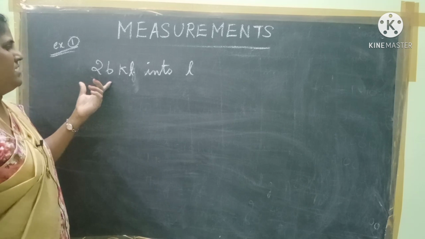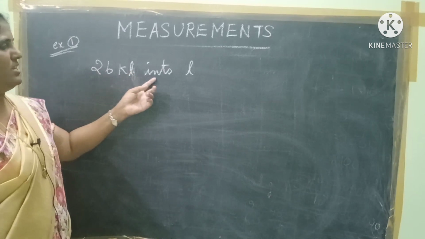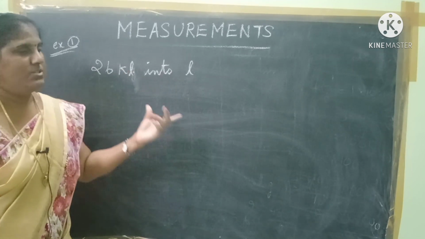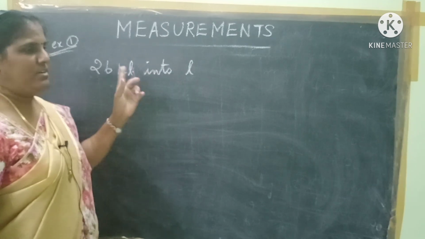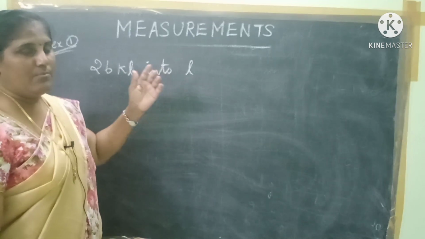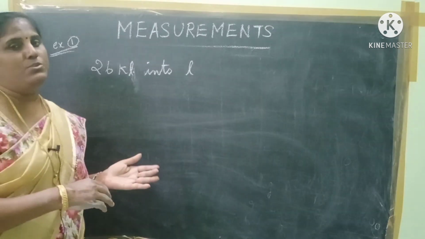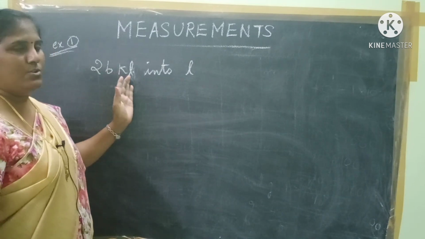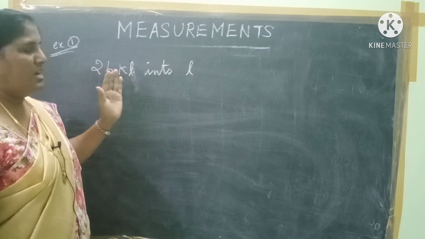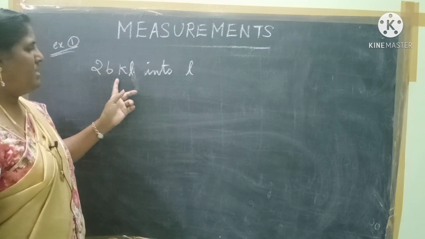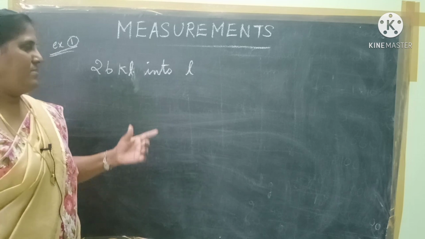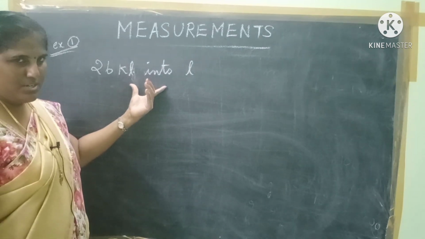Okay children, let us see this example sum. 26 kiloliter into liter. So now we are going to convert kiloliter to liter. If we compare kiloliter to liter, which one is the big one? Kiloliter is the big one. So what was the rule to convert higher unit to lower unit? If we convert higher unit to lower unit, the rule is you should multiply the given number with the power of tens. First of all you form the rule.